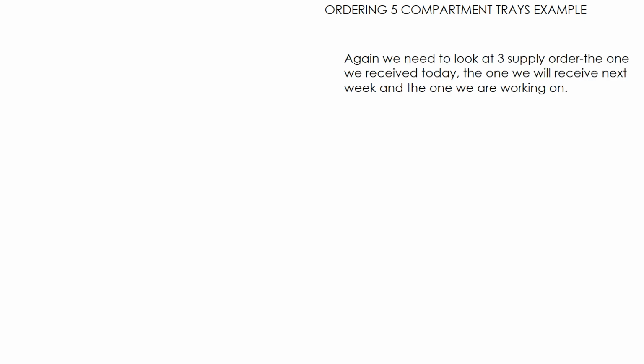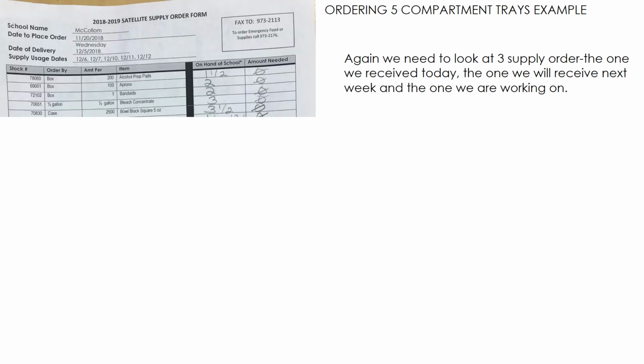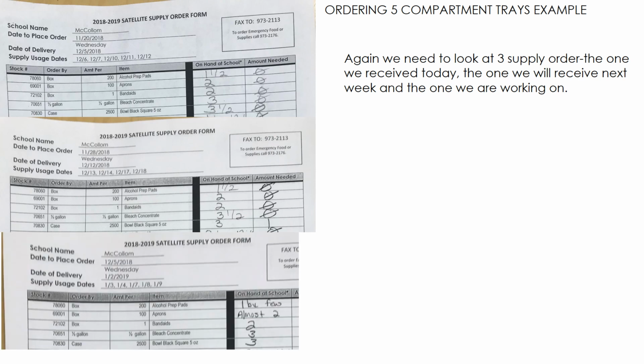Let's try another example. This time, let's order 5 compartment trays. 5 compartment trays come in a case of 240. Again, we need to look at the 3 supply orders: the one we received today, the one we will receive next week, and the one we are working on.